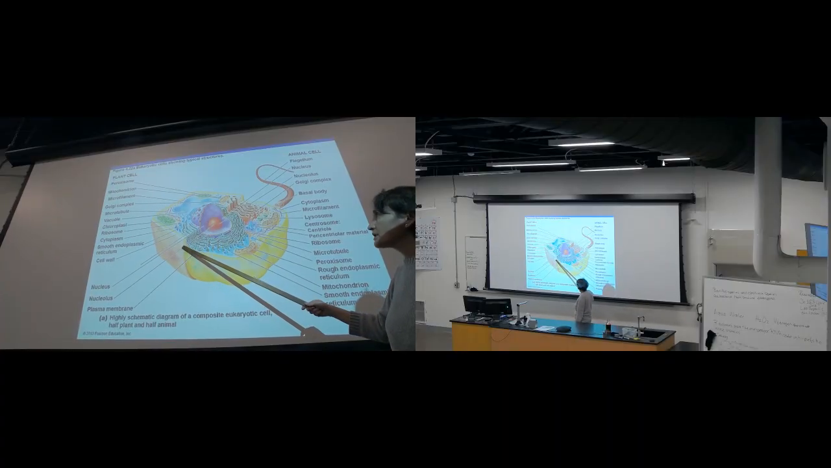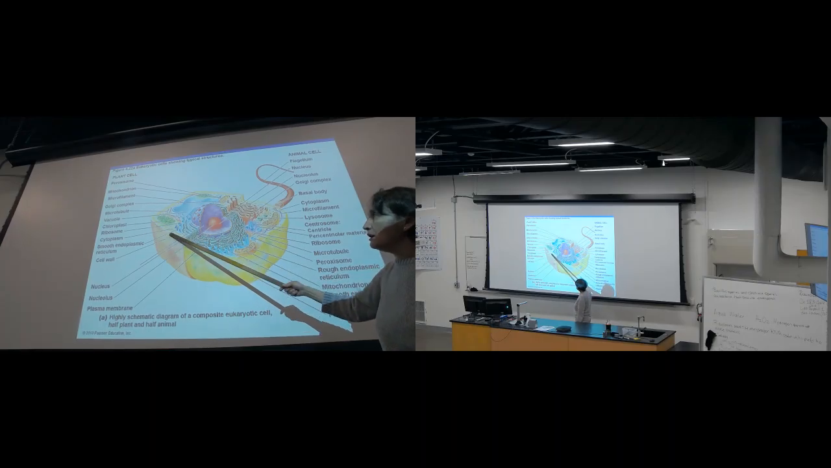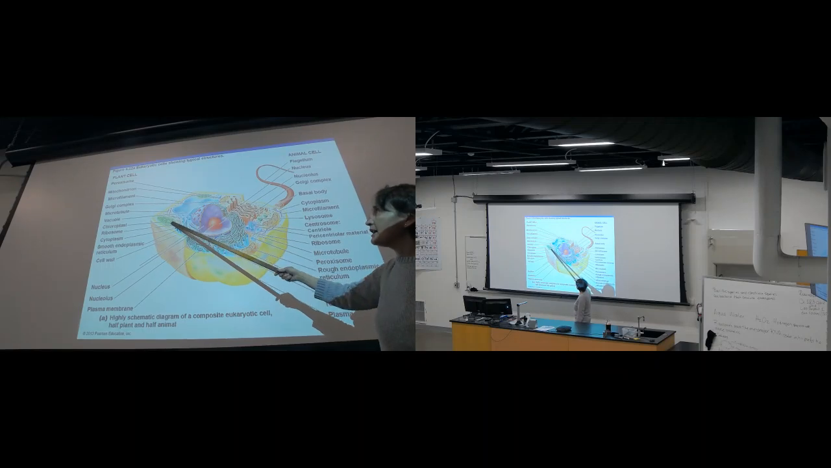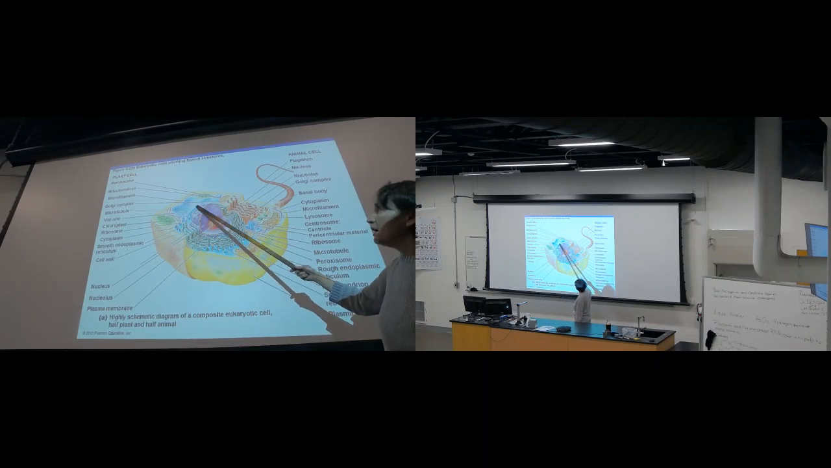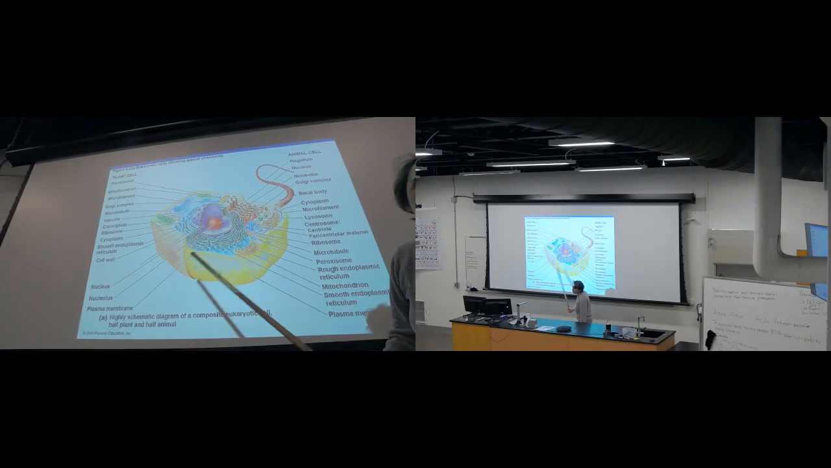If you have a eukaryotic cell that has a cell wall, it can be a fungus or it can be a plant cell. In this case, this is a plant cell, and you have a chloroplast and a large vacuole. And the other components are similar to the ones from the animal cell.